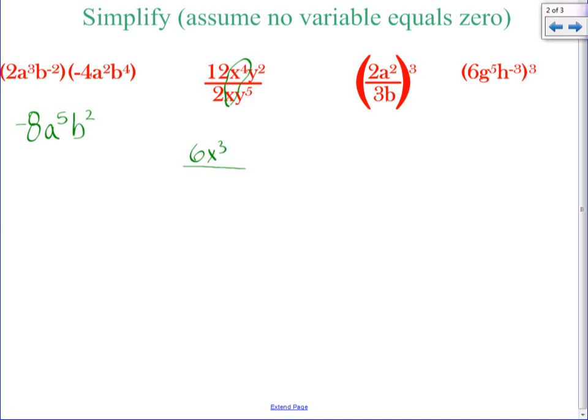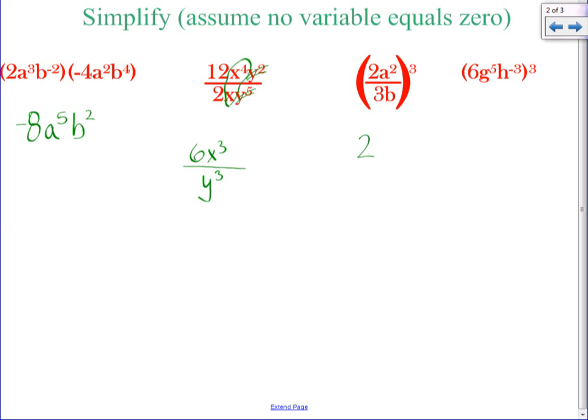Okay, what about the y's? We can take away how many? We can take away 2 from here and 2 from here, which means we're left with y to the 3rd. There's nothing else to simplify at this point. Okay, the last two we have parentheses, so we need to make sure we raise every single thing in their numbers and letters, raise them to the power on the outside. So let's just do that first.